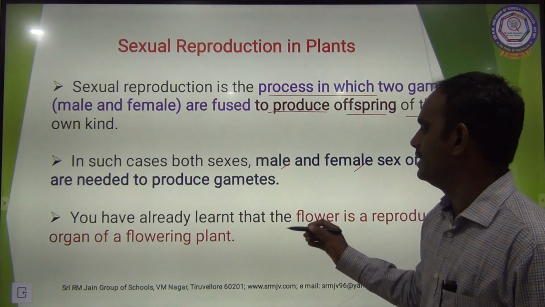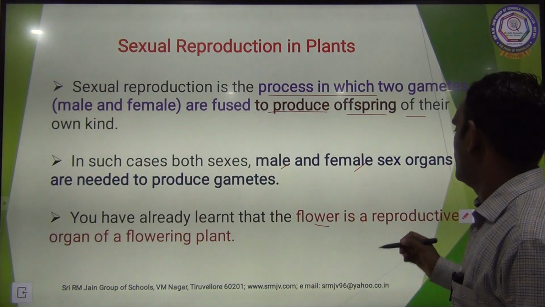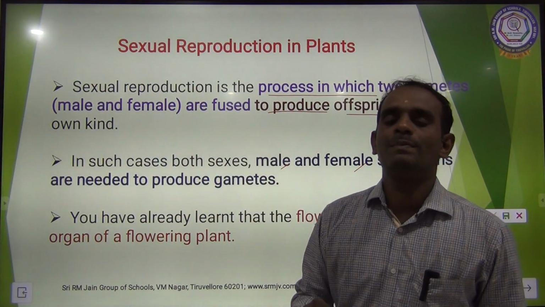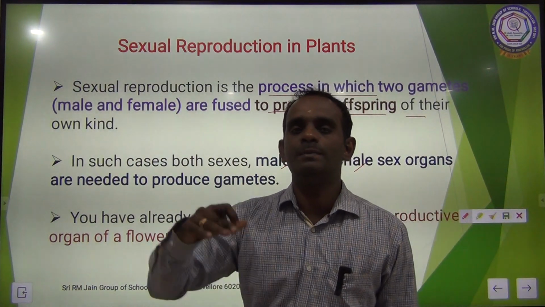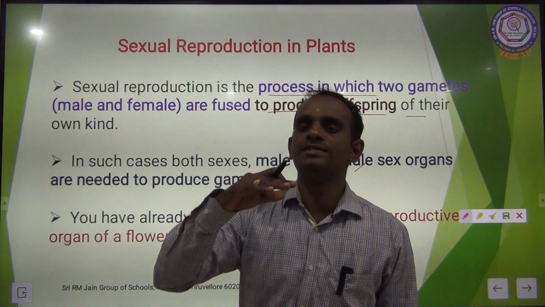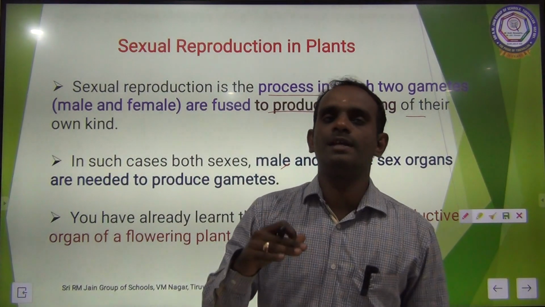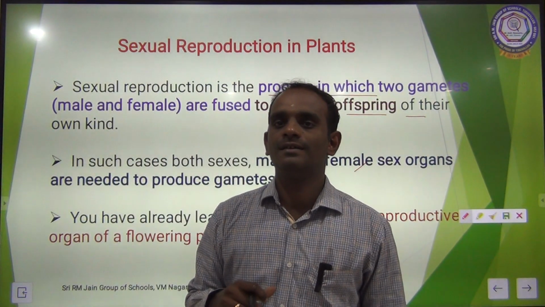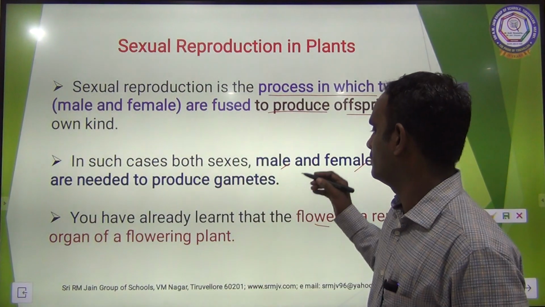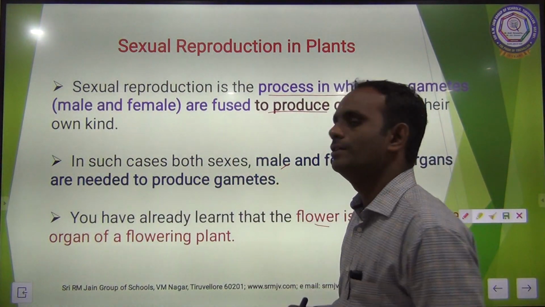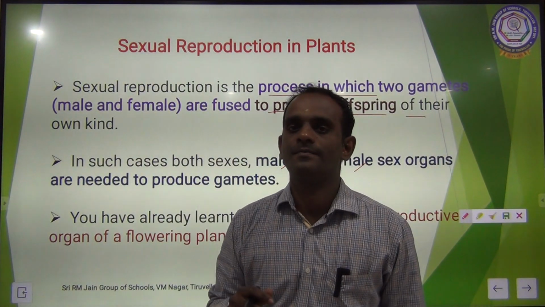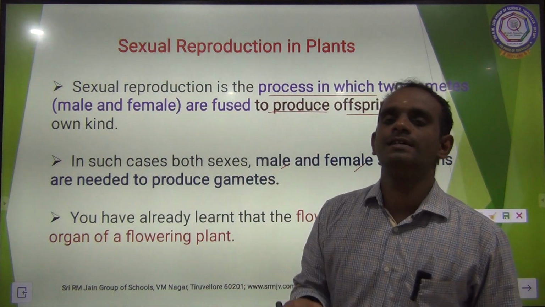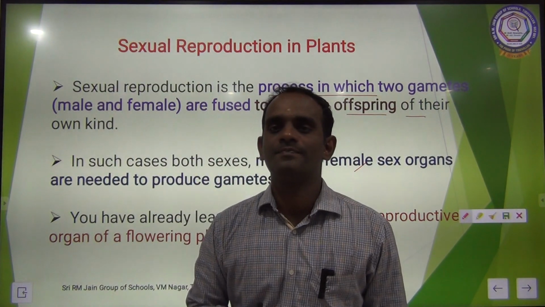We have already studied that the flower is the reproductive organ of a plant. The plant has three parts: root, stem and leaves. The root, stem and leaves are what? They are not reproductive organs. So then what is the reproductive organ of a plant?